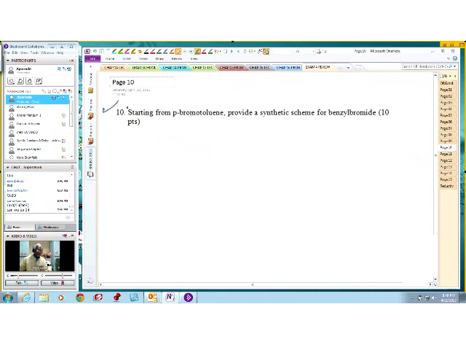Natalia, can you go ahead and read 10 for us? Starting from p-bromotoluene, provide a synthetic scheme for benzyl bromide. Okay, thank you. This is also a fairly tricky question. This question is not as simple as it looks. It's not as innocent as it looks, but you should be able to do this. Starting from p-bromotoluene, they want you to go to benzyl bromide. I would say that this question is similar to the one we did in class.